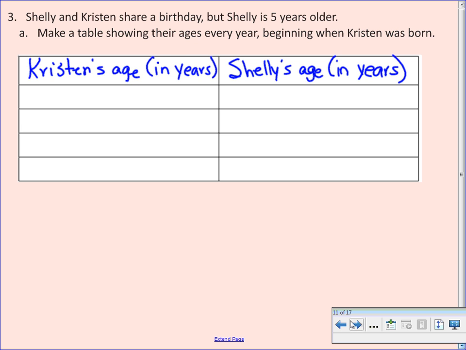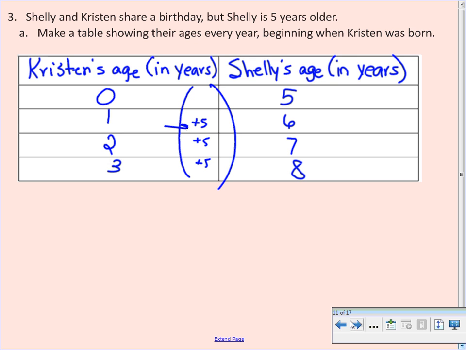So if we're starting with when Kristen was born, that would be 0, 1, 2, and 3. Shelly is always 5 years older. So that would be 5, 6, 7, 8. Because it would be her age plus 5 each time. Okay?